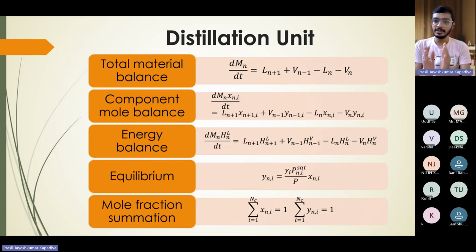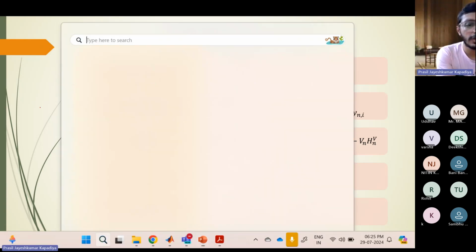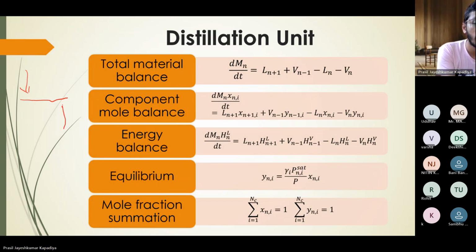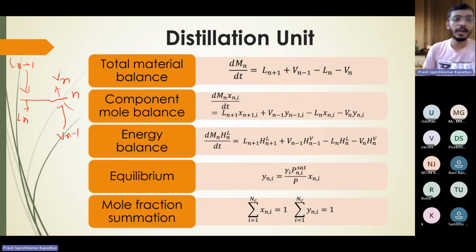But let's say in a distillation unit, I am just focusing on a tray. Let me draw it down. Let's say this is the tray of the distillation column. Liquid will be falling from here and vapor will be coming from here. Let's say the liquid flow rate is Ln+1 and the vapor flow rate is Vn-1. This is the nth tray, so this is Ln and this is Vn. My drawing is not good at all, but I guess it is understandable.